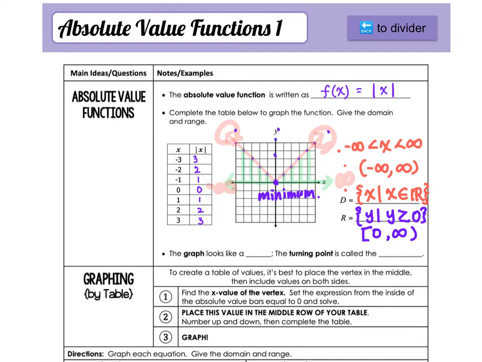And if I write the inequality notation, that will be 0 greater than or equal to, or less than positive infinity. The graph looks like a V shape. The turning point is called the vertex.